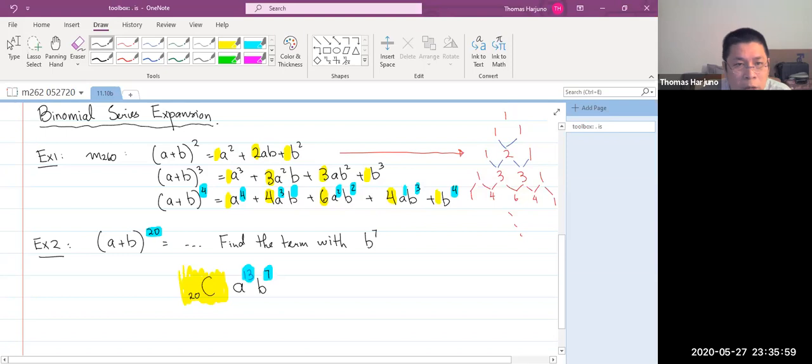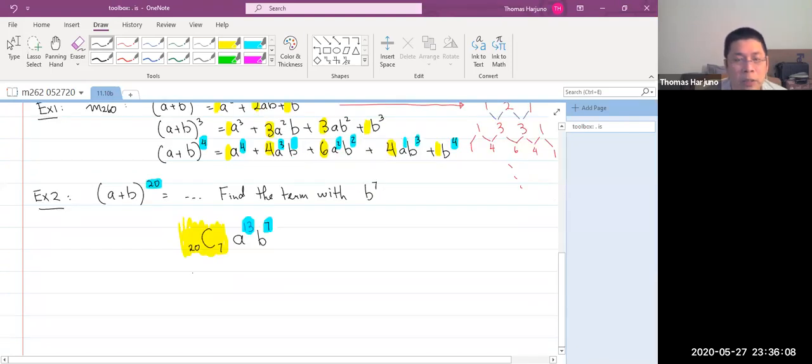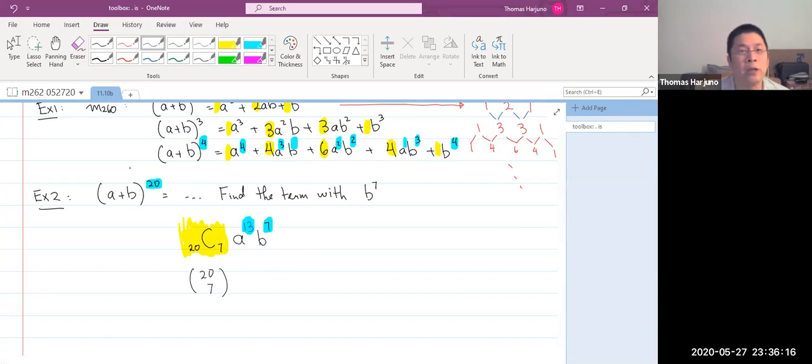The coefficient will be 20 combination 7. Or we can also write it using parentheses, that's 20 combination 7. This is the older way of writing combination, but this is the one used by our textbook. Older notation, but still used.